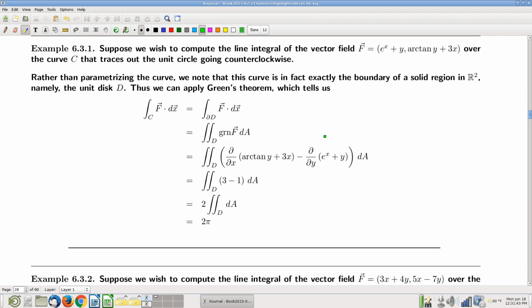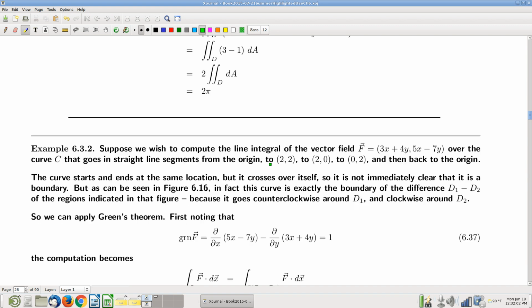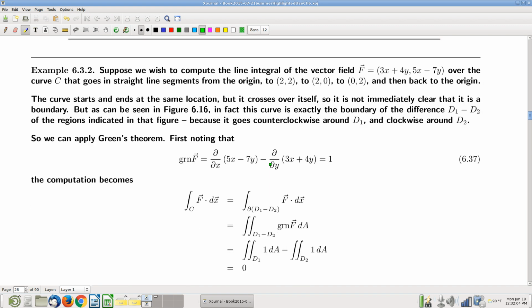Okay, so we saw an example last time where we were looking at a curve that is the unit circle going counterclockwise. We used it to turn a line integral into a double integral. Right, so the line integral turns into a double integral, and the double integral ends up being really easy. So it worked out super well. And now we're going to move on to the next example. So here, another line integral that we're going to compute with a double integral.